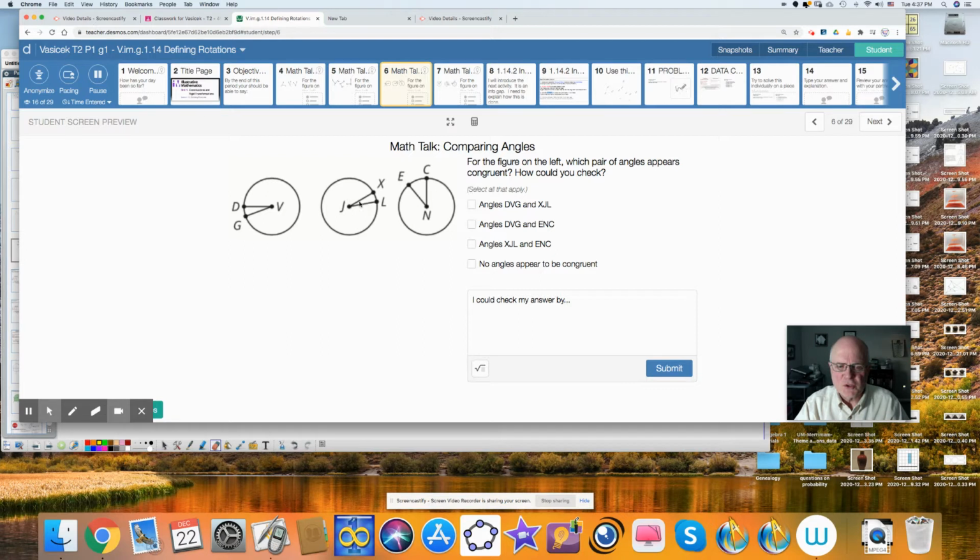Third one's a little bit trickier, but these circles all look the same size, and it looks like the first two are acute a little bit more so than the third one. The third one is a little bit fatter. So V and J would be congruent. V and J, which would be this first one.